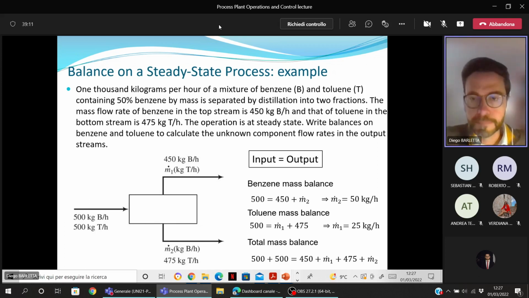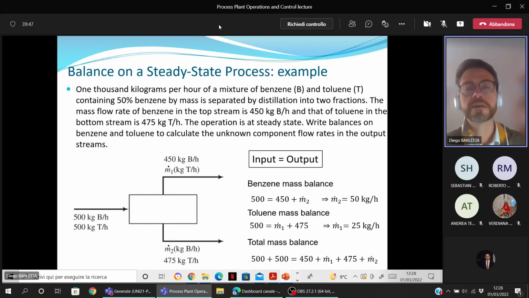If we write the benzene mass balance, we have 500 kilogram entering. This is equal to 450 kilogram on the top, plus m2 dot at the bottom. So it's very easy. We calculate that m2 dot, the flow rate of benzene leaving in the bottom stream, is 50 kilogram per hour.